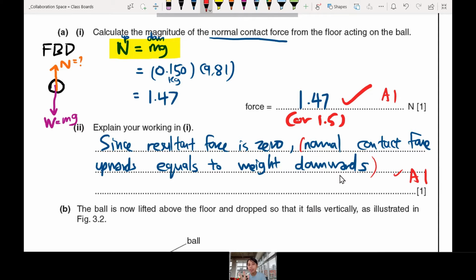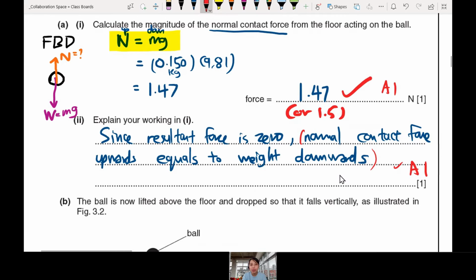Okay, so this is the basic of explaining what is equilibrium. You stay chill, no moving. If nobody pushes you, you don't move. Then we go to part 2.